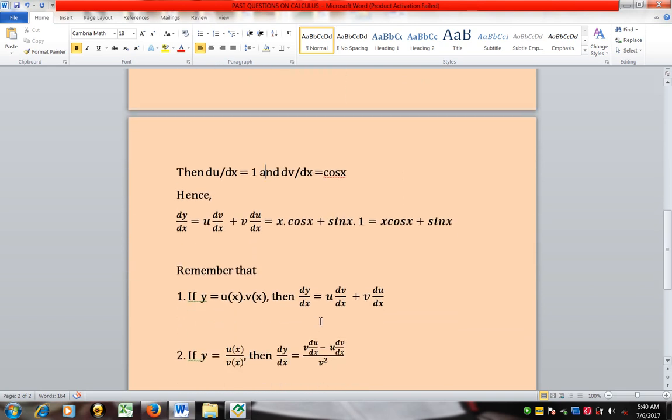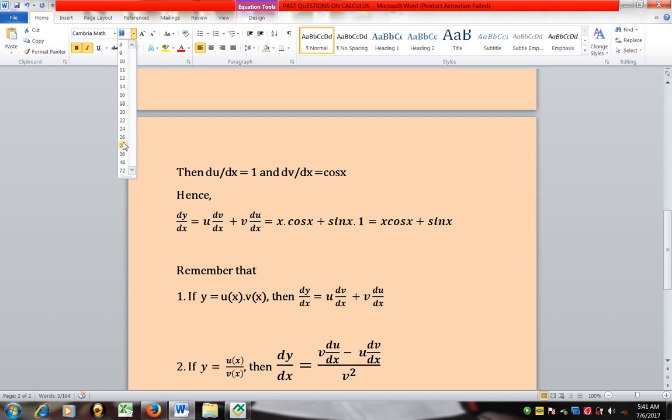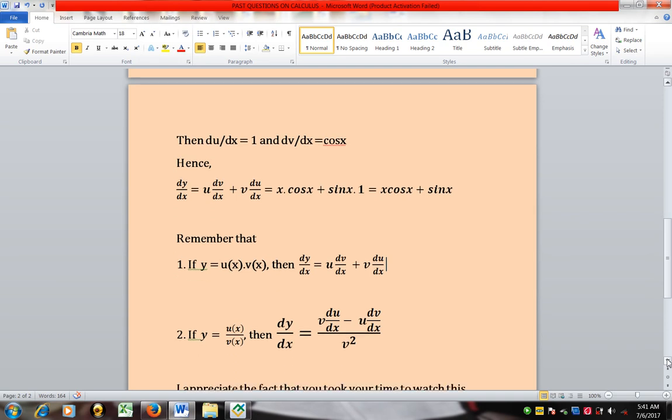We need to remember that if y is u of x times v of x, then dy/dx will be u dv/dx plus v du/dx. That is the product rule. But in the case that we have u of x divided by v of x, then that is the quotient rule. So our dy/dx will be v du/dx minus u dv/dx all over v squared. That is if we have a fractional function. So that is what we're going to use to find our dy/dx.